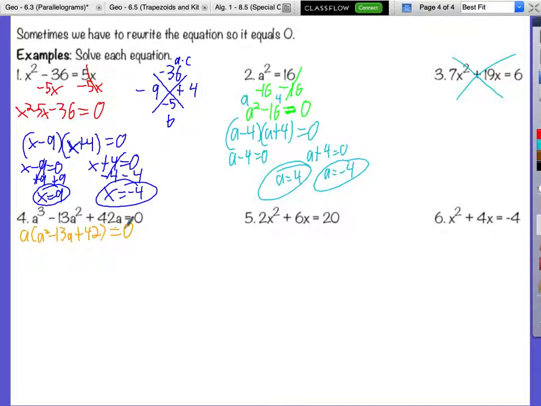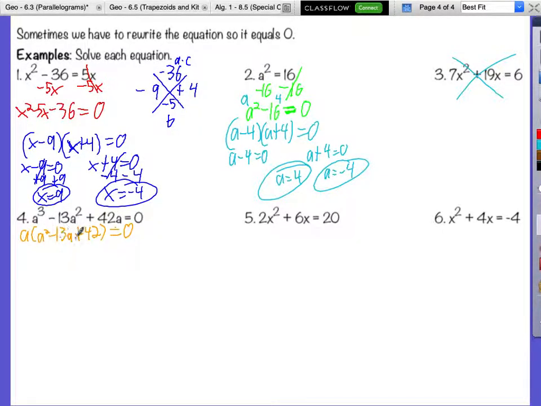Now we have multiplication, yes, but is this something that we can set equal to 0 and solve right now? No. We would need to factor more, wouldn't we? So even though we have multiplication equals 0, we can't set this part equal to 0 and solve yet. We still need to factor this inside part more. So we need to go through that before we set it equal to 0.